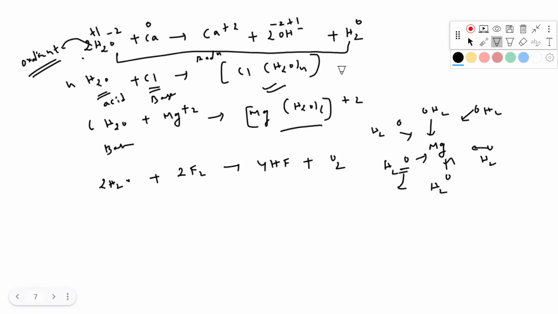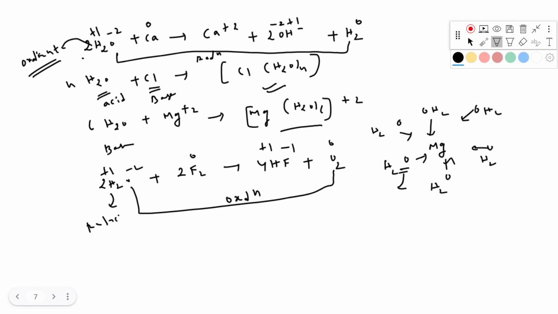Last one, again see the oxidation states. Here hydrogen is +1, oxygen is -2. Here fluorine is 0, and in HF hydrogen is +1 and fluorine is -1. Here oxygen is -2 and in O2 it is 0. That means the oxidation number increases, so it is oxidation. Whenever it is undergoing oxidation, it is the reductant. So water behaves as a reductant. That's all.